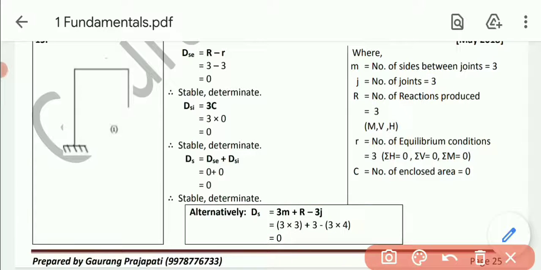Sorry, over here I didn't consider it, just a minute. Okay, one correction: the number of joints will be, as I told you, 1, 2, 3, and over here 4 joints will be there. So the number of joints will be 4, not 3.